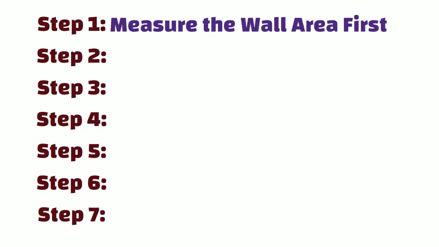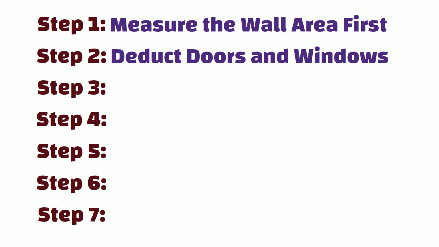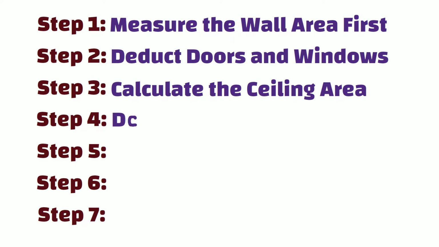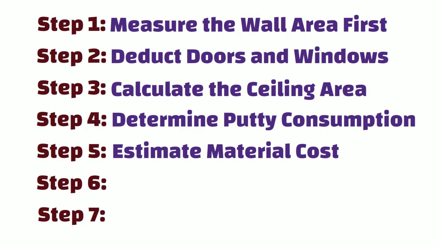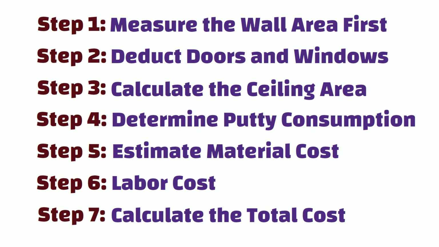I have divided this video in 7 steps. Step 1. Measure the wall area first. Step 2. Deduct doors and windows. Step 3. Calculate the ceiling area. Step 4. Determine putty consumption. Step 5. Estimate material cost. Step 6. Labor cost. And Step 7. Calculate the total cost. Now let us start Step 1.